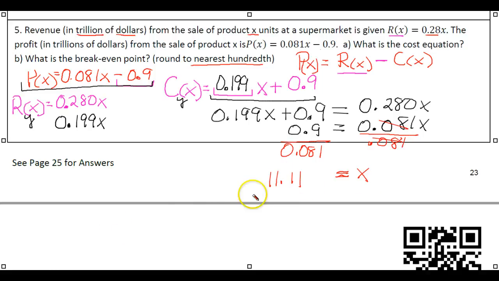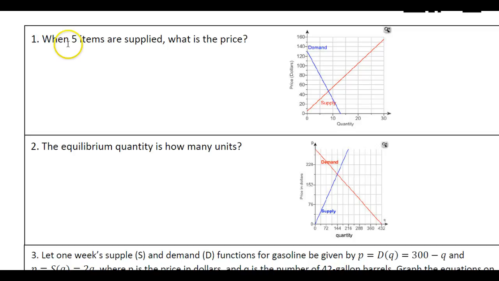Again, rounding this off to the nearest hundredth. Now here they're saying when 5 items are supplied, what is the price? So we're going to analyze a little bit of what's going on here. Where is 5? Well, 5 is right there. And as we go up, we see the point right there over to this line. It will be $30.